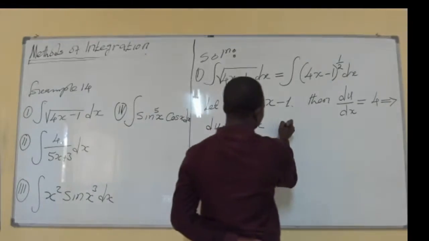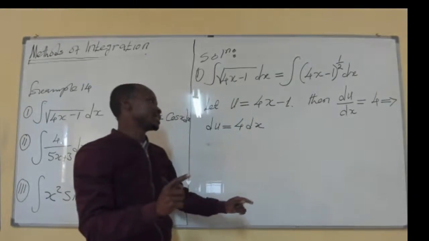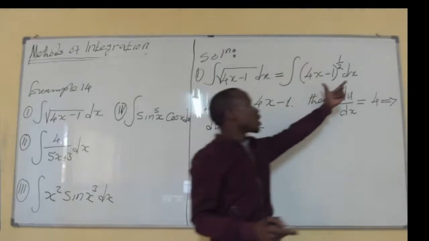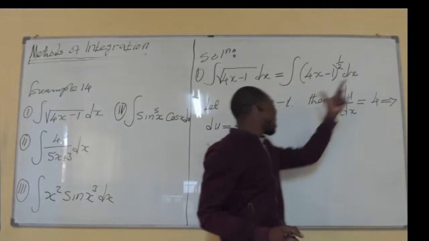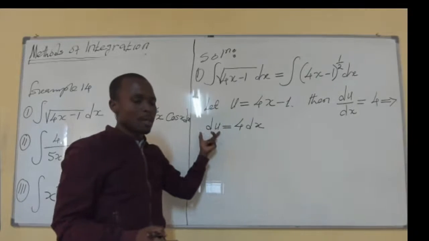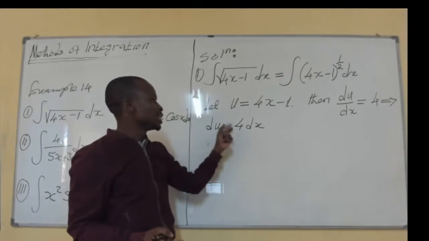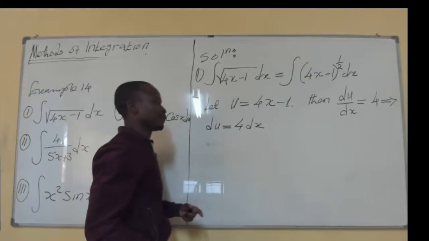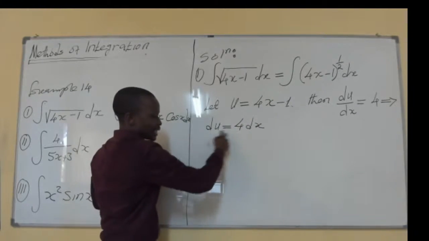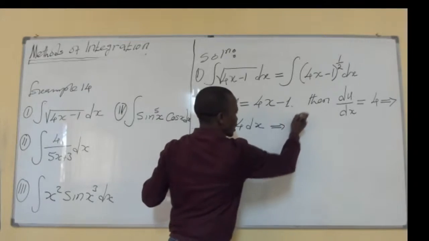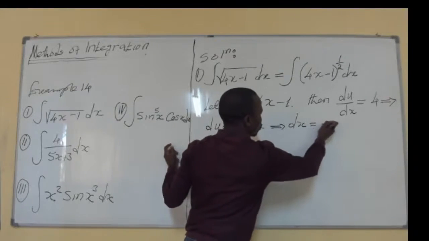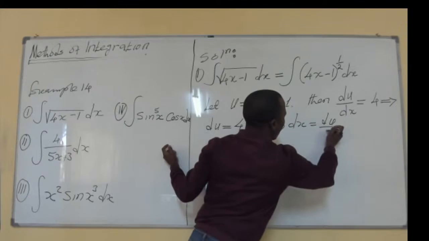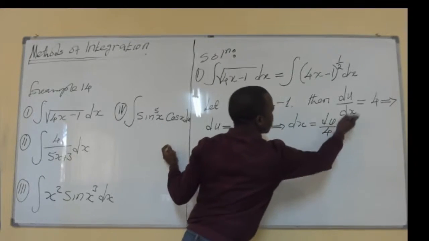The issue here is we want to substitute where there is dx by something that has to do with du. That means in this equation we need to make dx the subject of the formula, or solve for dx. So if we solve for dx, this is the same as dx is equal to du over 4.